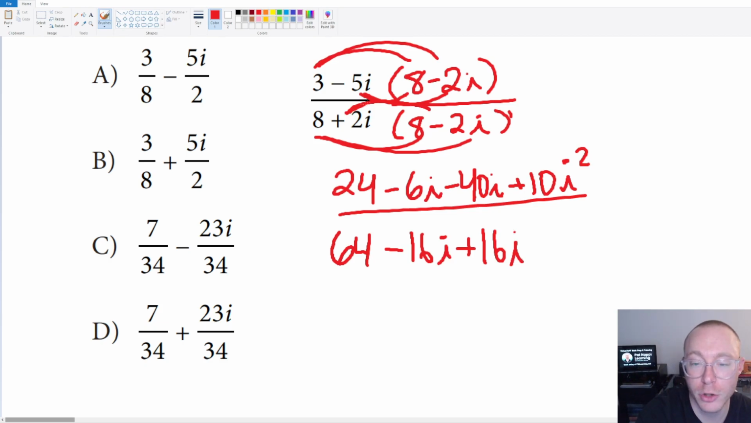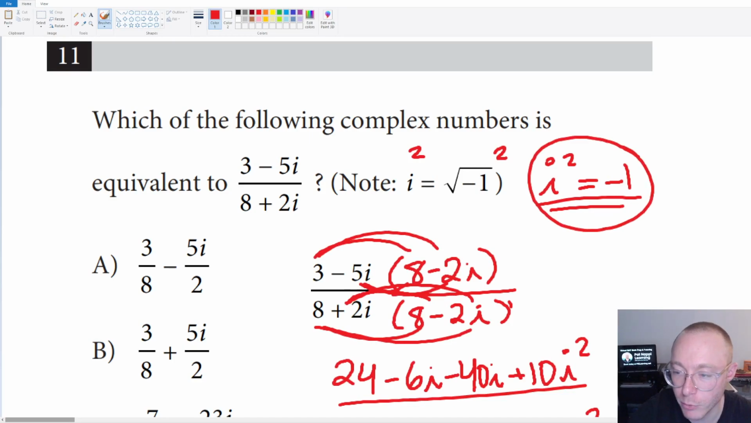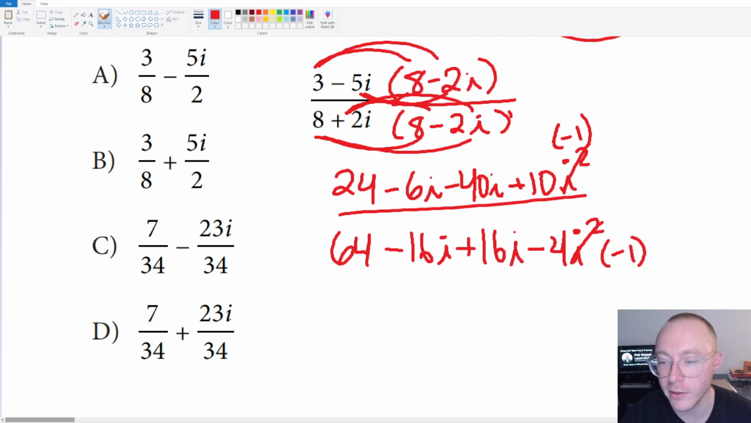One more step, we have 2i times -2i, which is -4i squared. Okay, I mentioned earlier that i squared is equal to -1. So it's helpful to remember that i squared is not really a complicated thing. It's actually just -1 in disguise. And so it's going to be actually quite easy to multiply 10 times i squared and -4 times i squared. We're just going to be multiplying them times -1.